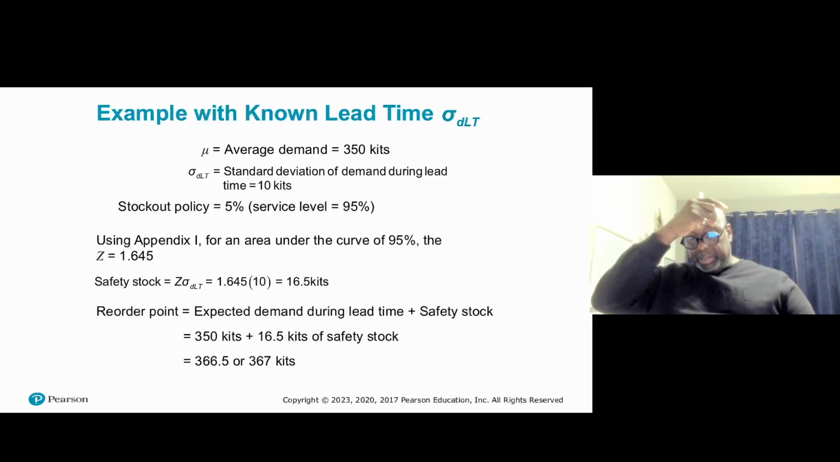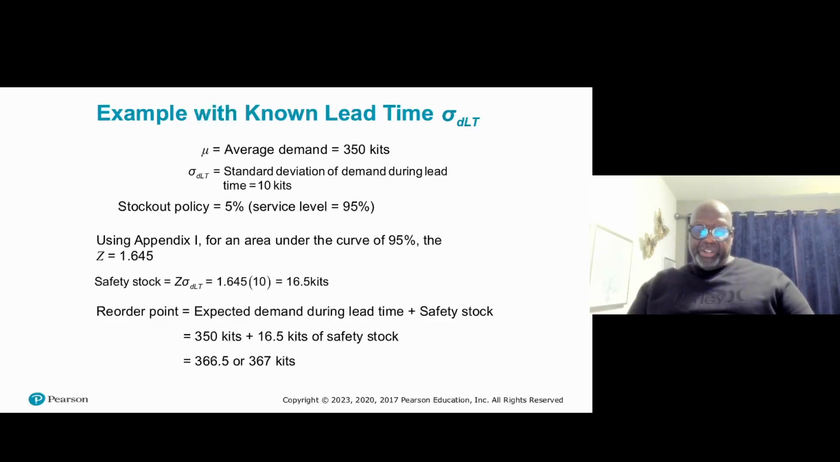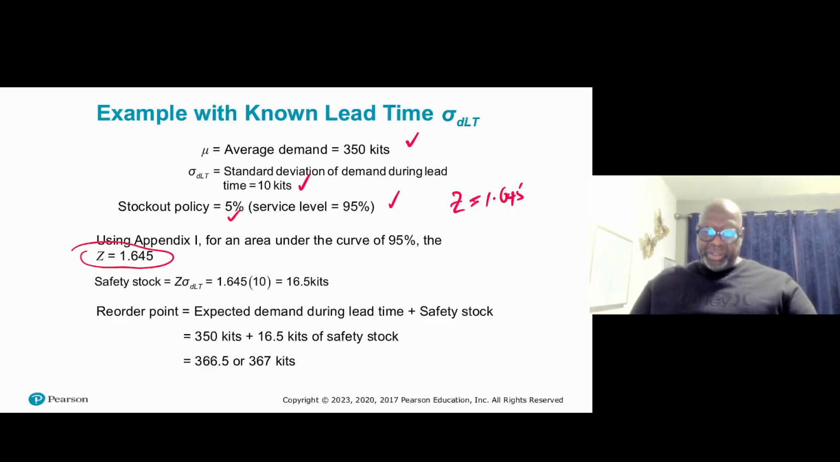Okay. Let's see what this one is saying. You have average demand is 350 kits. The standard deviation of the demand during the lead time is 10 kits. Stock out policy is 5%. So the service level you want is 95%, which basically means that your Z value is going to be 1.645. I know that from when we did all the confidence intervals and all that good stuff. All right, but you remember you could get it from your normal table based on the area in the tail. Area in the right tail will be 5%.